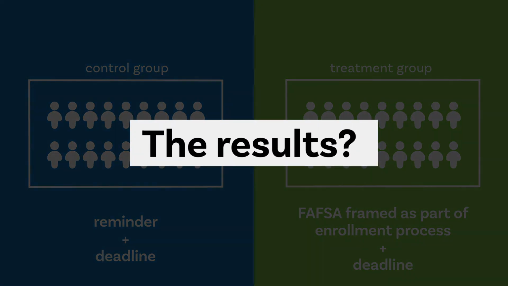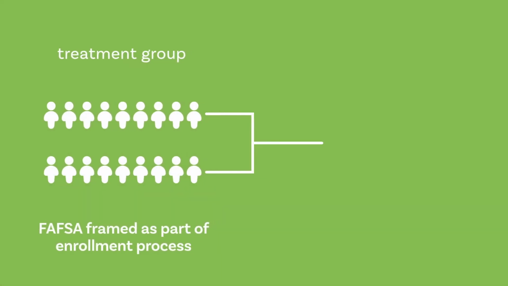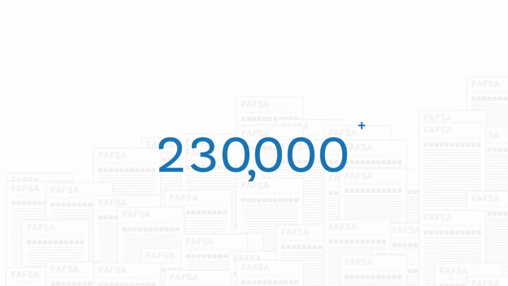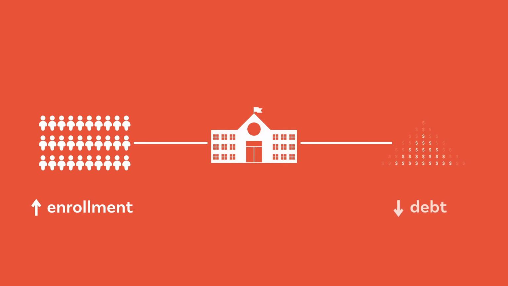And the results? What we found is quite promising. For students in the treatment condition that did not apply the prior year, our experiment tripled the odds of applying on time for financial aid. And if this intervention were rolled out in the United States, it's estimated that over 230,000 more students might apply for financial aid. This would mean helping more students afford college, continue into their next semester, and graduate with less debt.